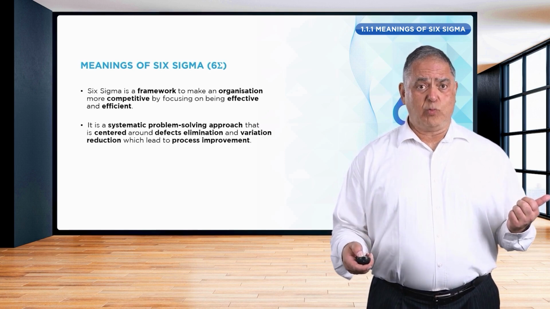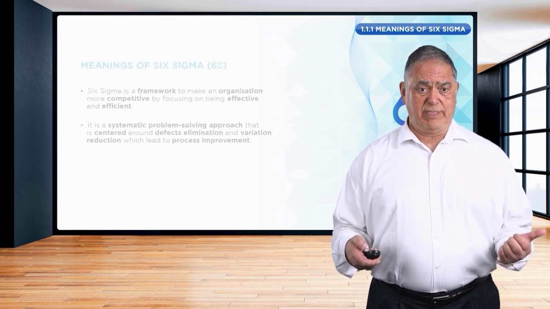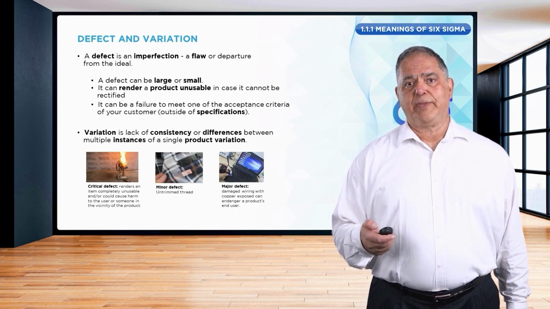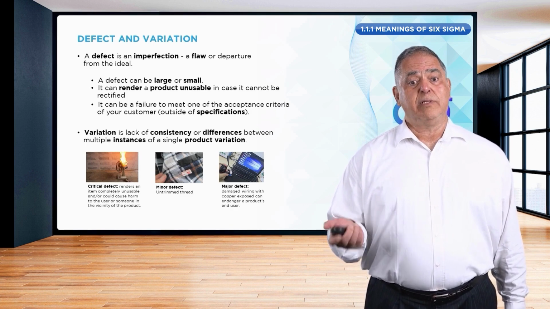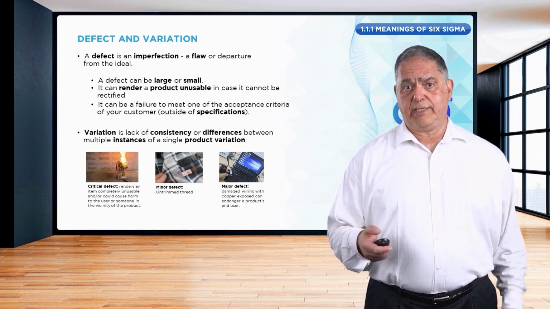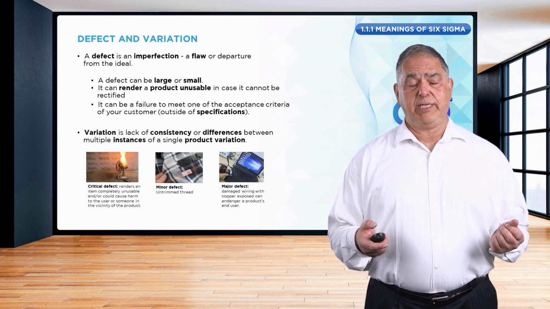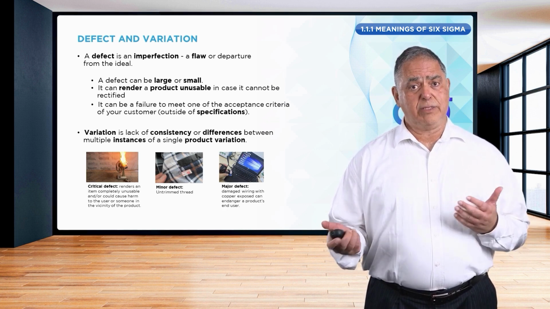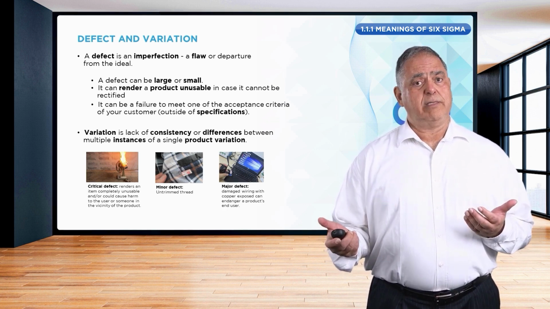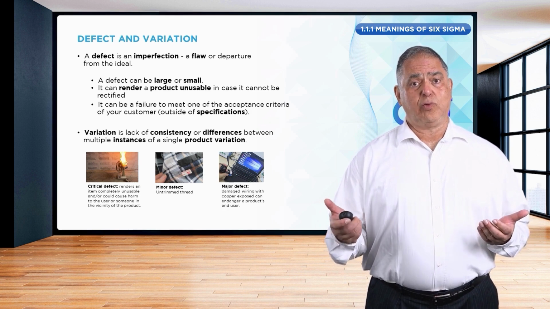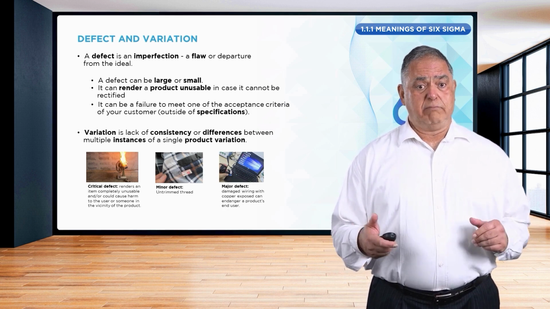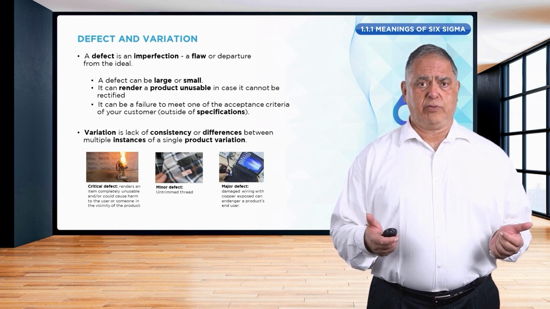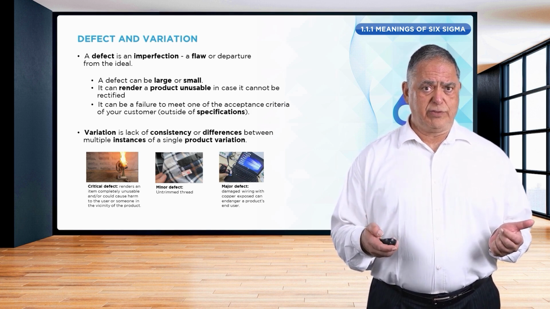We're going to define what a defect is in this slide. A defect is anything that dissatisfies the customer. It is an imperfection, a flaw, or you can say it is a departure from the ideal. A defect in terms of magnitude can be large or small. It can make a product or a service unusable, or it can just bring the product or the service outside of the specification.